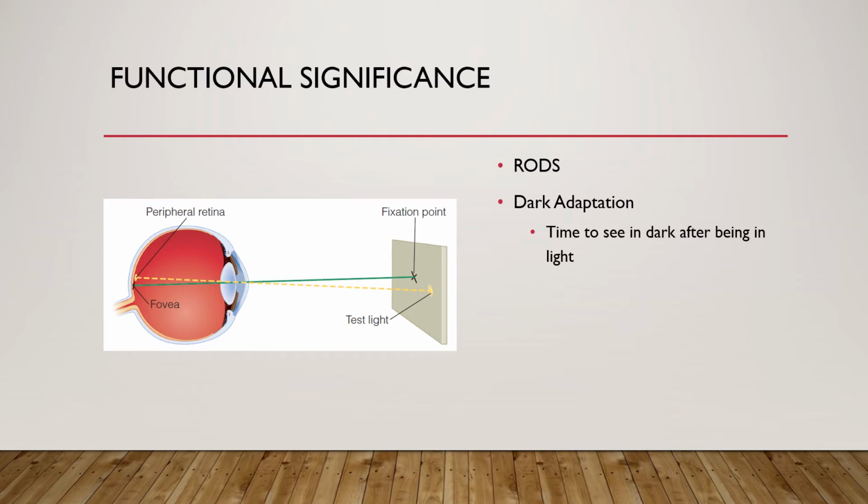And the way they do this, they've done this research. I'm going to start with this picture on the left of, they're going to have somebody looking at a fixation point, and then they're going to have a test light that's off in the periphery. So they need to keep their eye, their foveal vision, on that fixation point so that that test light is off in the periphery. That's how we're going to start to look at dark adaptation and these dark adaptation curves.